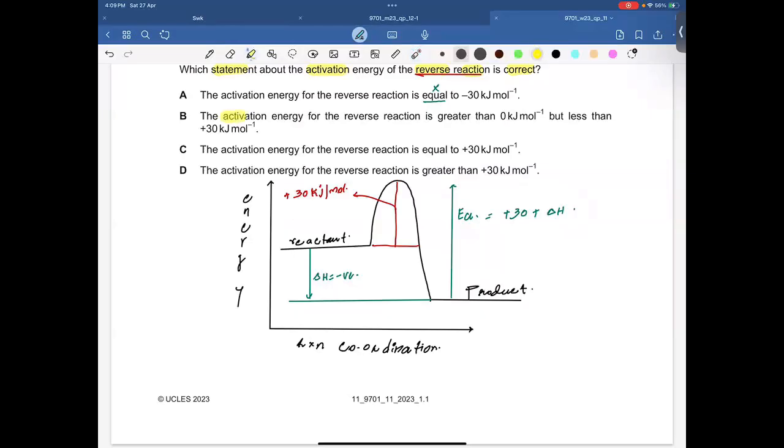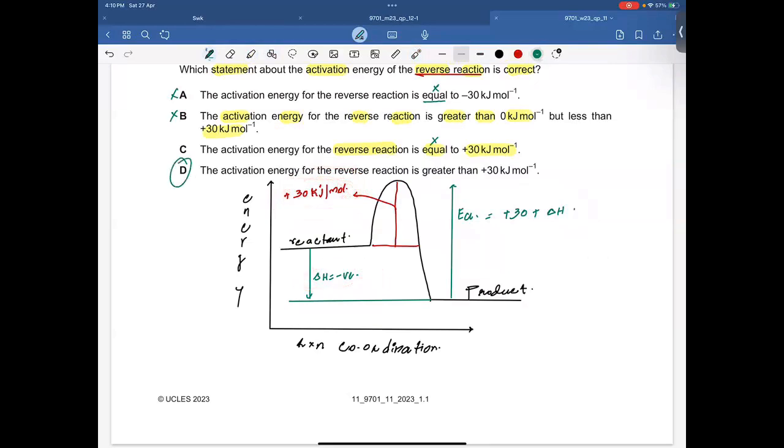Next, the activation energy for the reverse reaction is greater than 0 but less than 30. It has to be greater than 30 because it is a sum of delta H and this value. So it couldn't be this. The activation energy for the reverse reaction cannot be equal to it, because it is a sum of activation energy and enthalpy change.